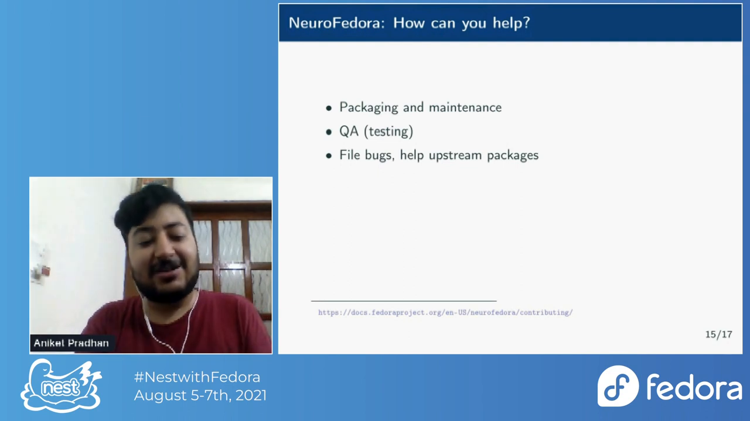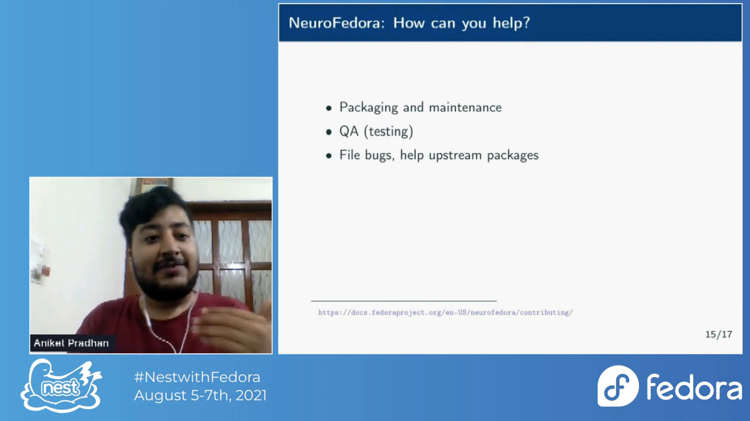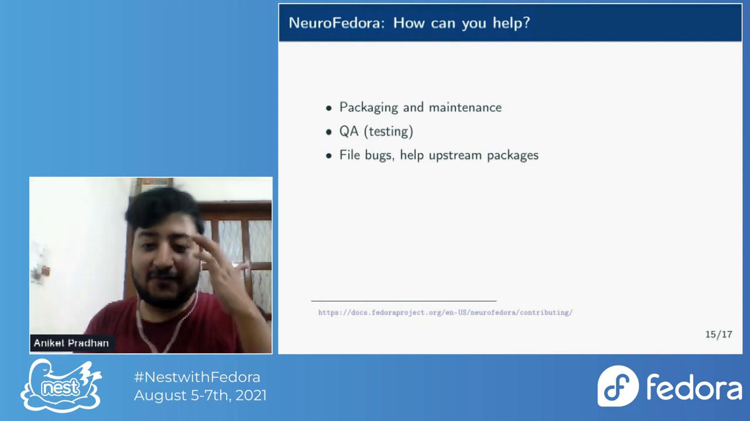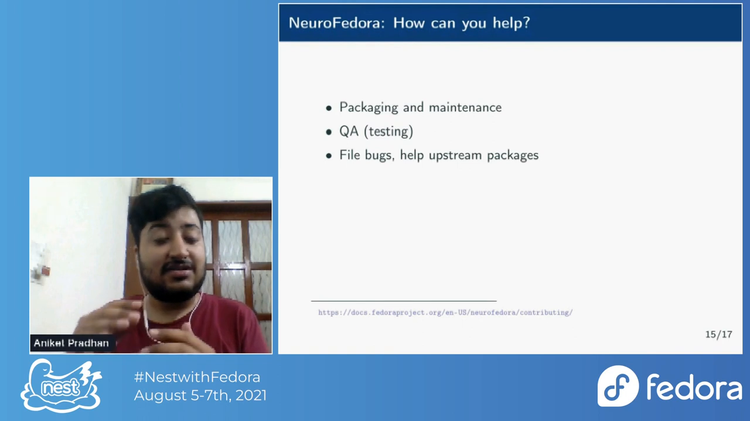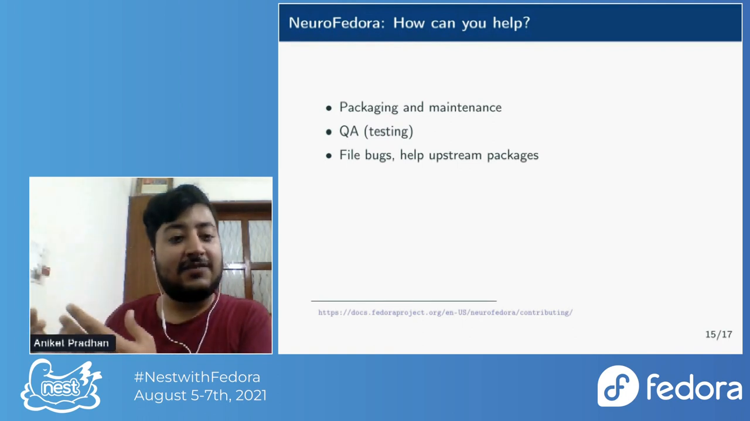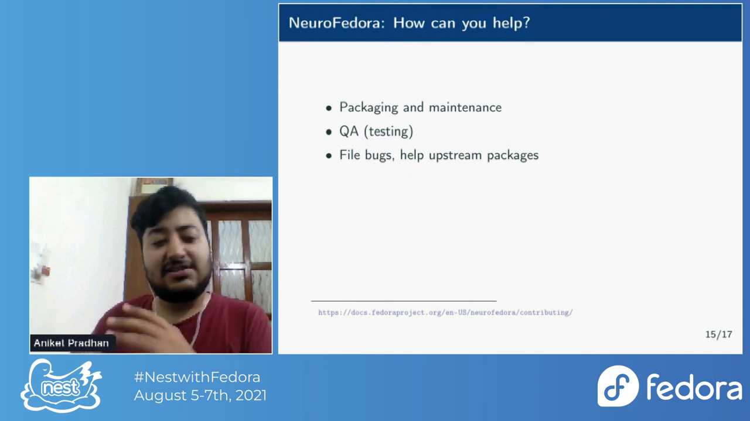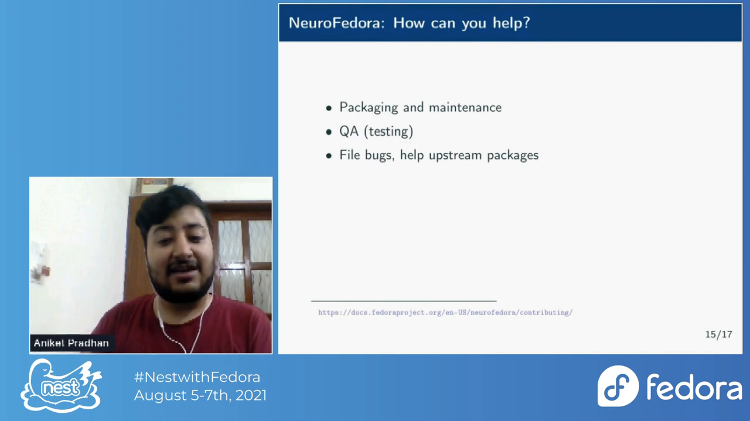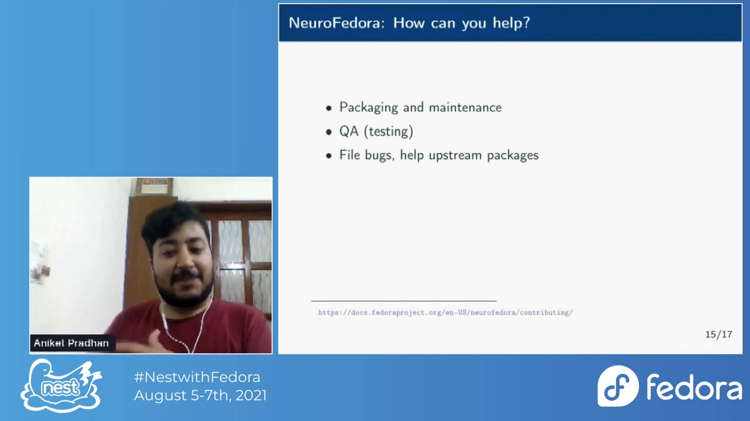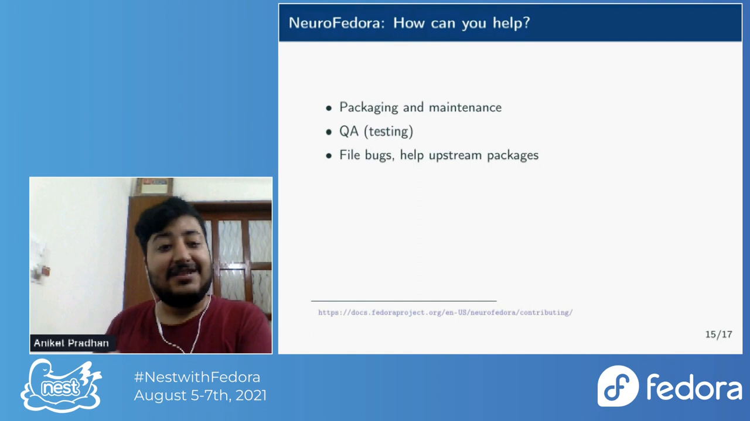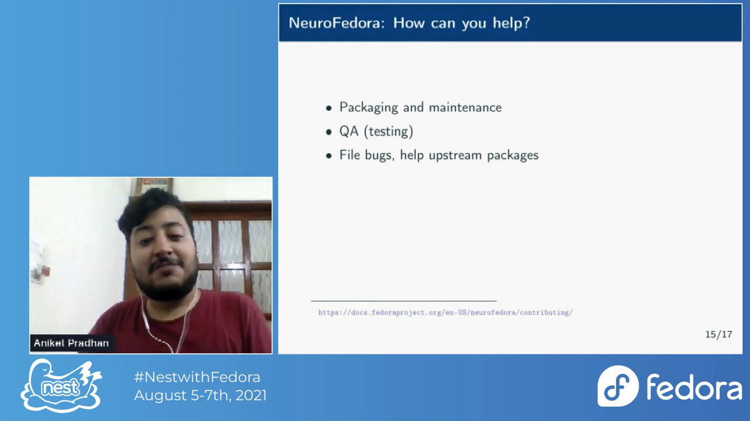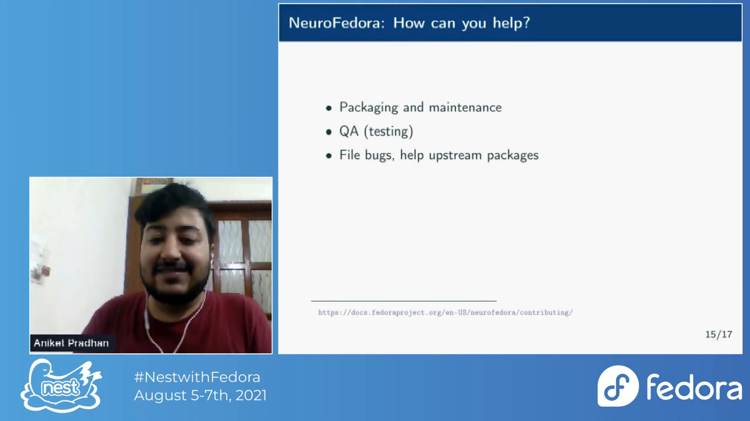And that brings us to the third point over here, which is that you could file bugs. You can report issues that you are facing with the packages. Bugs can be reported through the Bugzilla that we have, which is basically an issue tracker for Fedora packages. Any issues related to the packages can be reported there. Furthermore, for any bugs related to the packages, the users can directly go upstream and help them out. So that's one of the big pluses that we are working on.